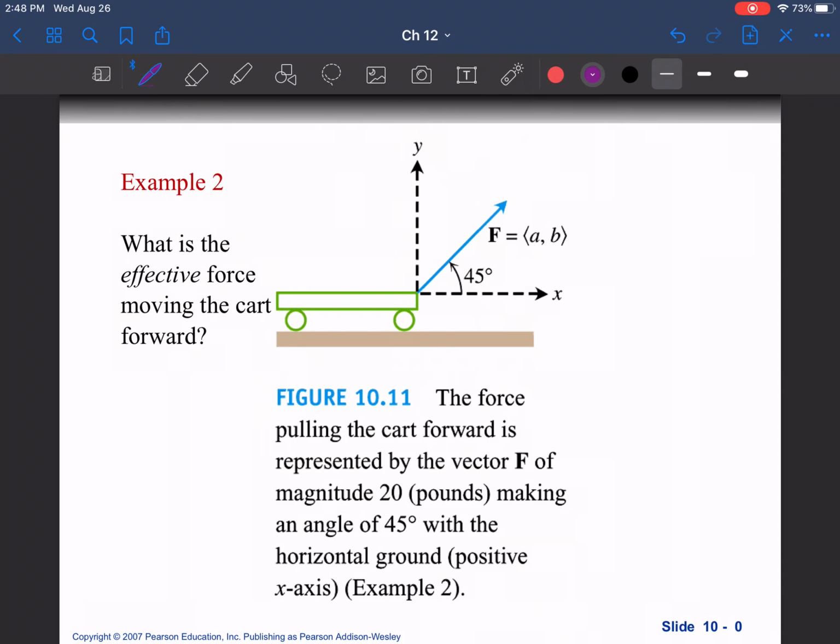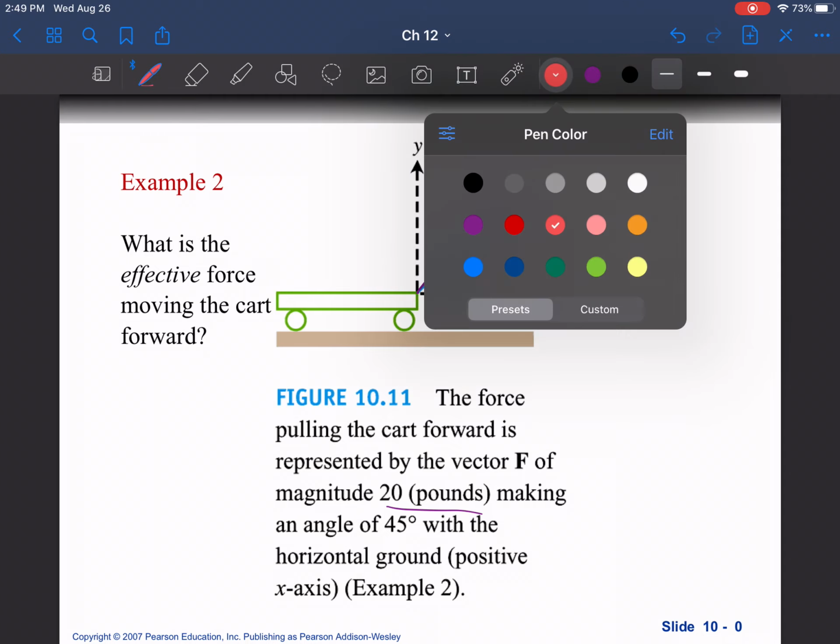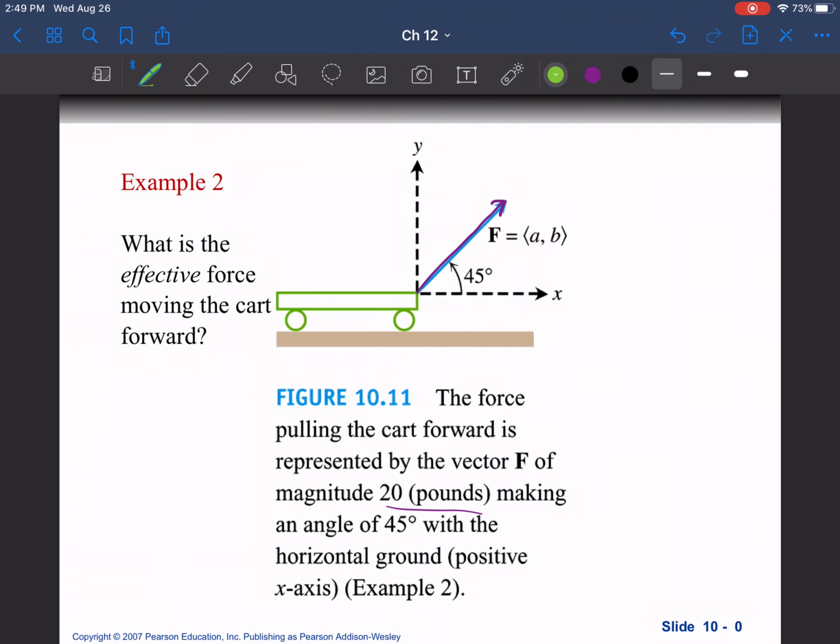Okay? Next, what is the effective force moving the cart forward? If we pull this cart forward with a force of 20 pounds at a 45-degree angle, we're pulling like this. Part of that force, the vertical component, or the vertical projection, is not actually moving the cart forward. It can't. You can't pull up on something to make it go forward.